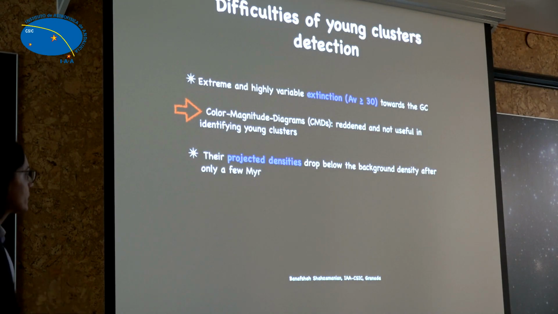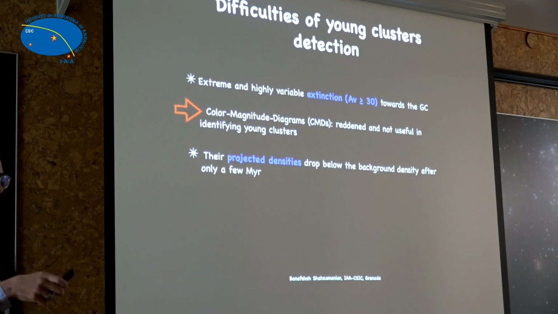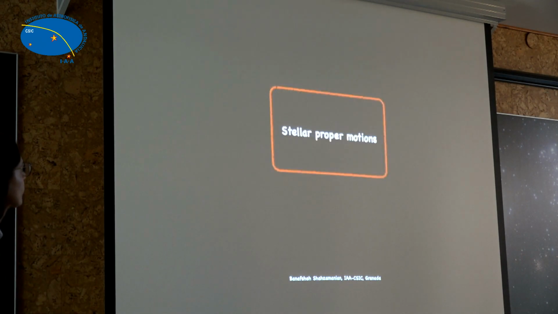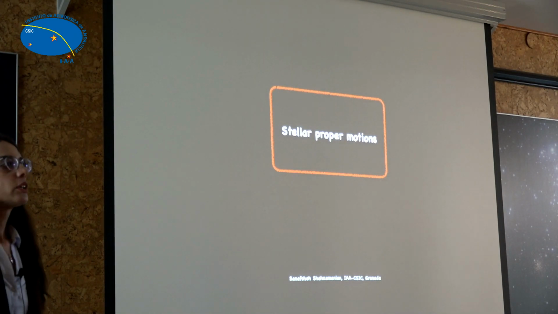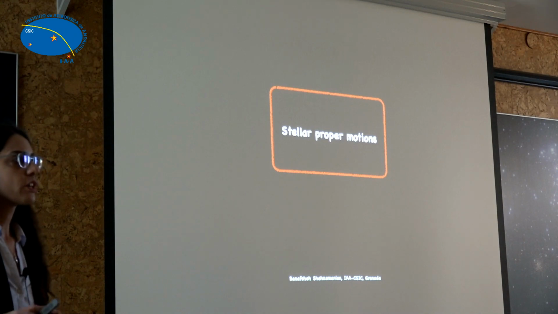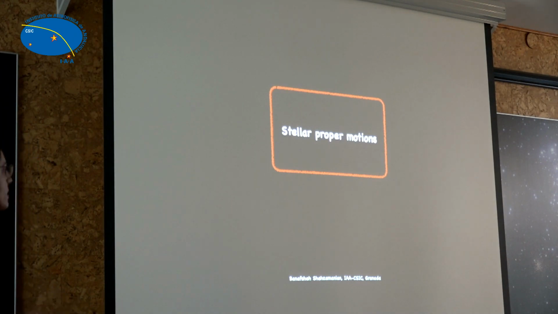There is another problem: the projected densities of these young clusters drop below the background density after only a few mega years, so we cannot resolve them. So the answer to these difficulties is using stellar proper motions. Stellar proper motions are a powerful alternative way to detect these young stellar clusters in the GC.